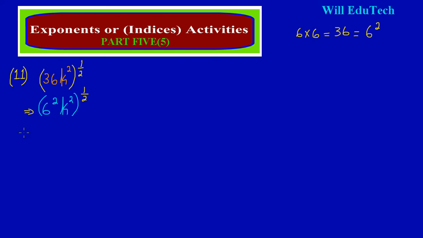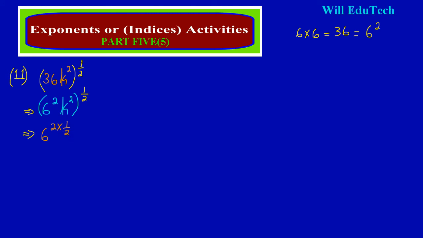Now, by using the power to power rule that we had learned, and that is the 5th rule when working with exponents, the properties of exponents, basically, we can just simply multiply the powers. So I'm saying 6 raised to the 2nd power, and I'm going to multiply the power of 6 by the half that is outside, which everything inside the bracket is being raised to. So I'm saying 2 multiplied by a half, my friends.